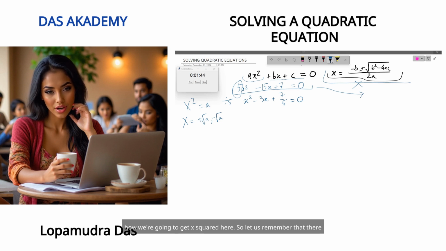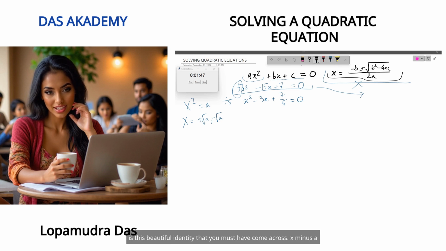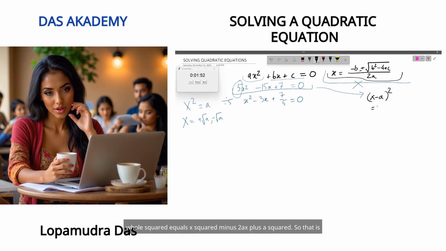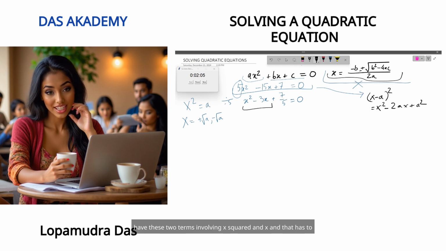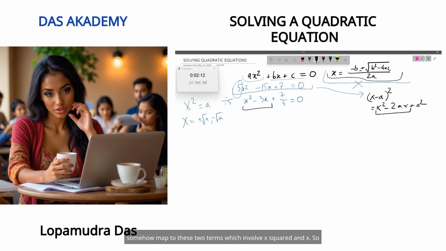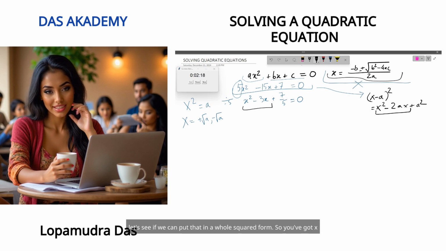So let us remember that there is this beautiful identity that you must have come across: x minus a whole squared equals x squared minus 2ax plus a squared. So that is what we are going to summon in order to achieve our square. So we have these two terms involving x squared and x, and that has to somehow map to these two terms which involve x squared and x. So let's see if we can put that in a whole squared form.